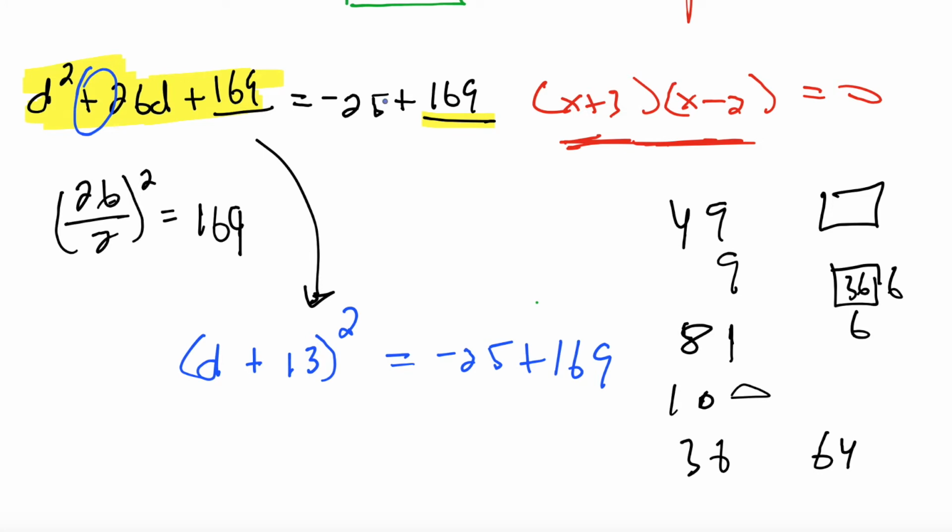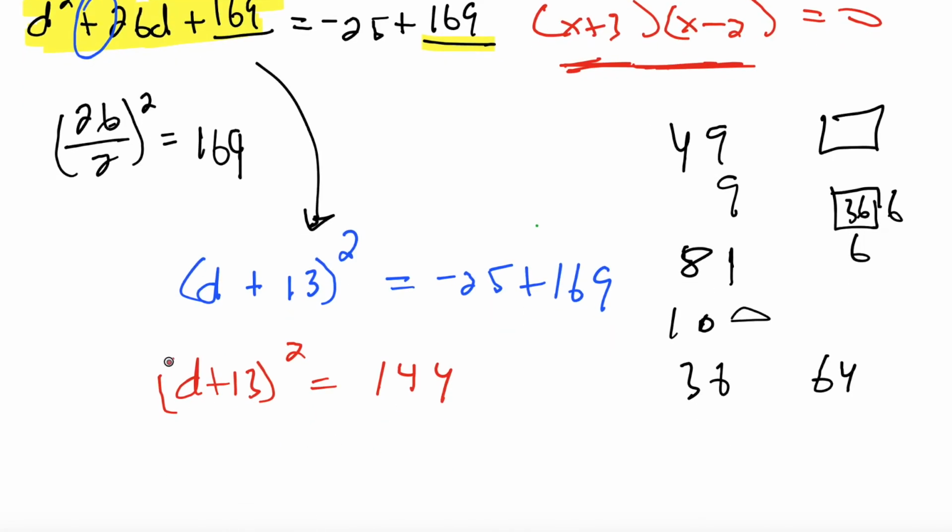All right, so that's 144. Quick mental math. We did (d plus 13) squared equals 144. Okay, how do you solve now? Square root of both sides. Square root. D plus 13.